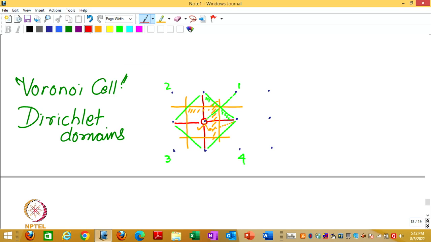But with respect to these points, the orange region belongs to the central point. So the smallest region which we get from this analysis is the orange square. We say the orange square belongs to the central point, and since all lattice points are identical, if I do the analysis for all points, all of them will get an identical orange square.